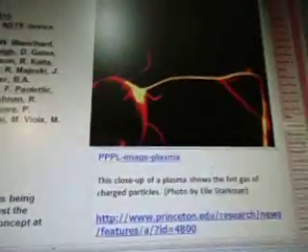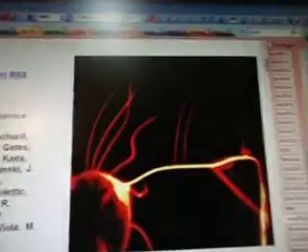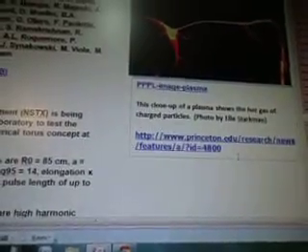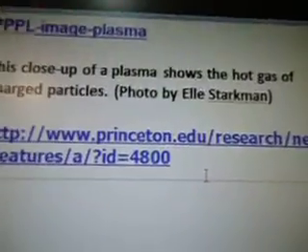And then I have a PPL image for plasma, just so you can see what it looks like. It's pretty cool looking. They make a nice screensaver. This close-up of a plasma shows the hot gas of charged particles, and it's photos by L. Starkman. Nice photo. Cool. Okay, let's go over here.